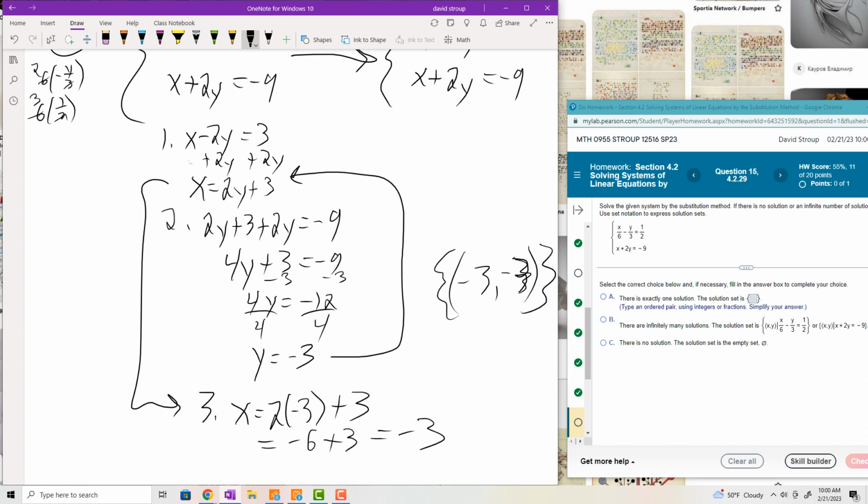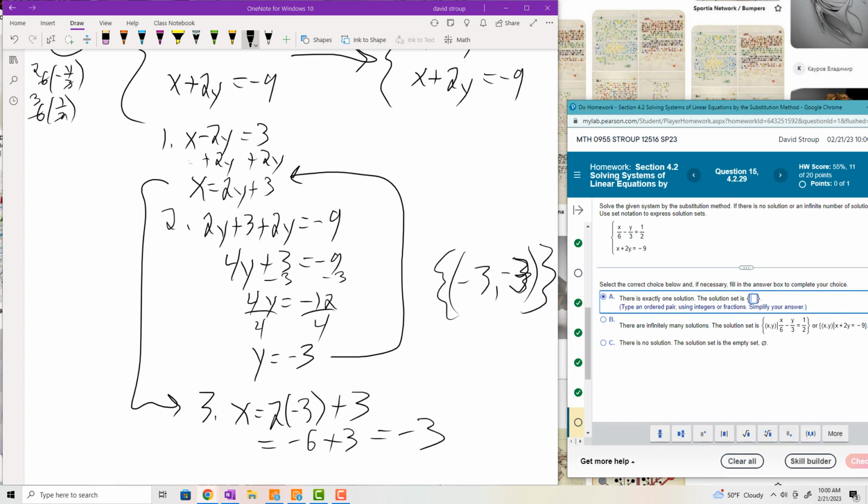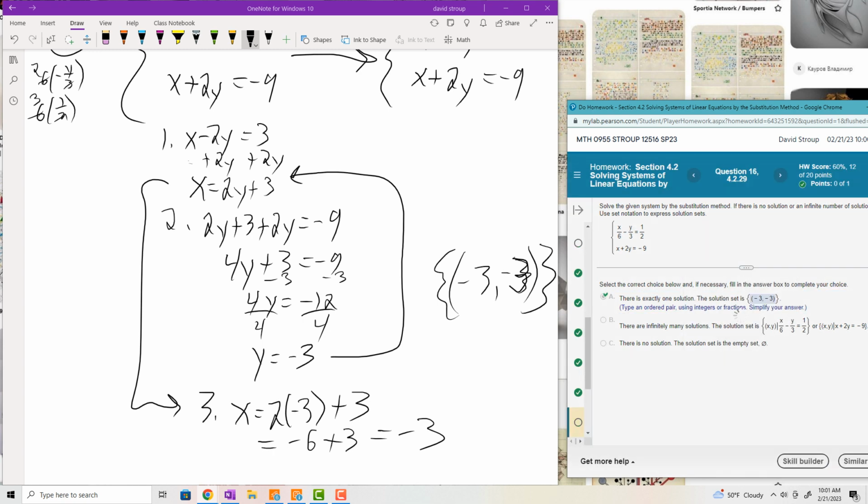Sorry about my handwriting. So answer. Got caps lock on. Off. -3, -3. Oops. See if that works. Yay.